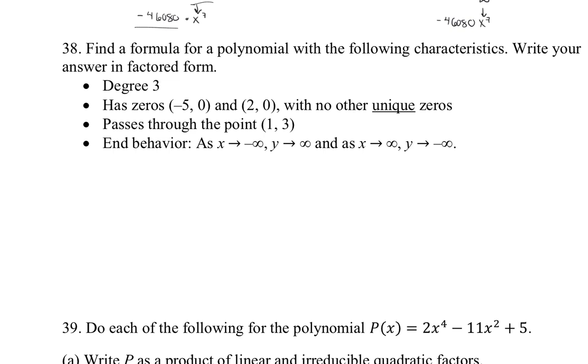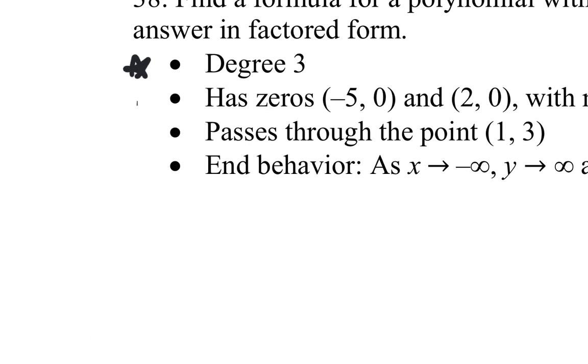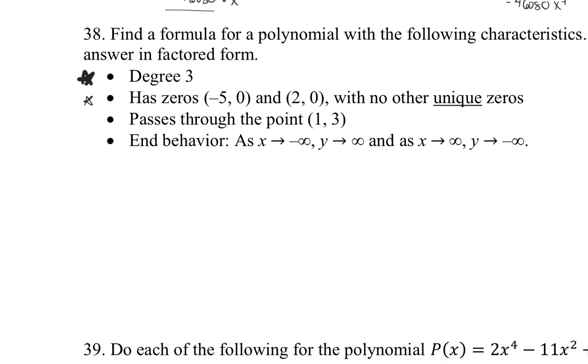So first we know that it's going to be a cubic function, third degree, which means that we're going to have 3 different factors. We also know that it's going to have zeros at -5 and 2 with no other unique zeros.